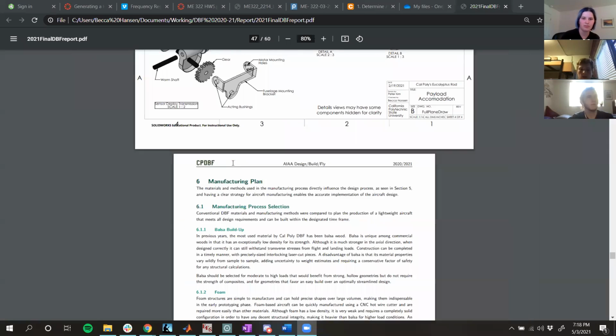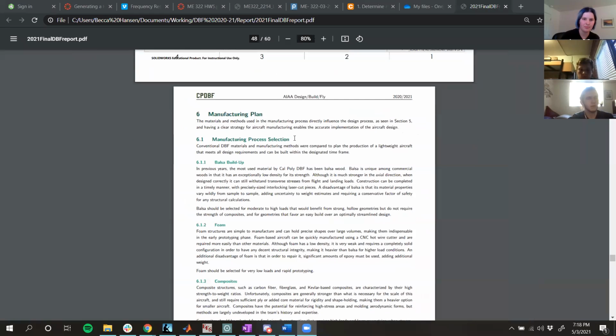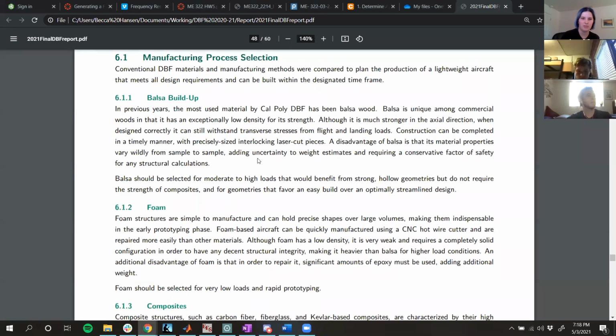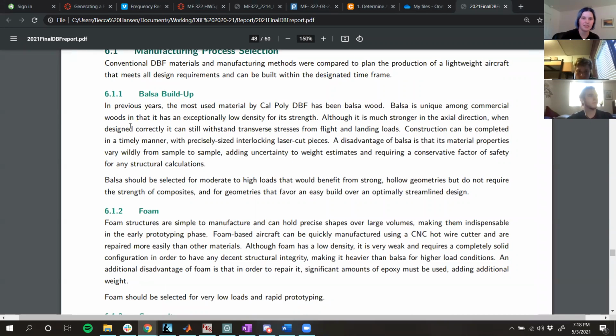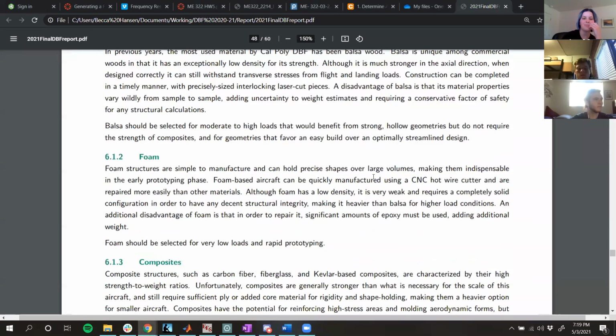There is in the report from last year a manufacturing process selection that goes through the pros and cons of each of our materials. A lot of times we'll use balsa buildup, interlocking laser cut pieces, so it's pretty strong for its weight. Have you ever done balsa wood? You could have fewer balsa wood struts and then have a foam filled wing.